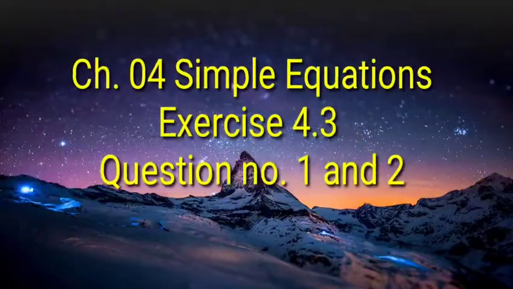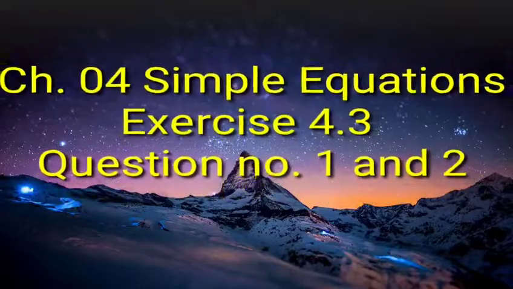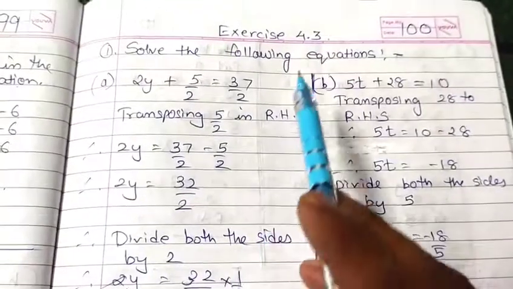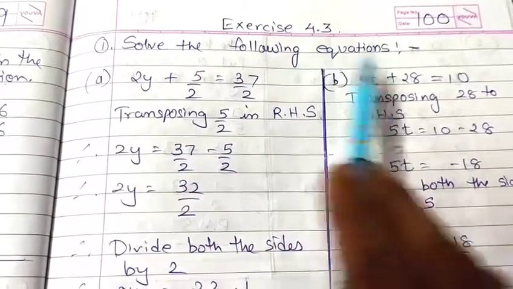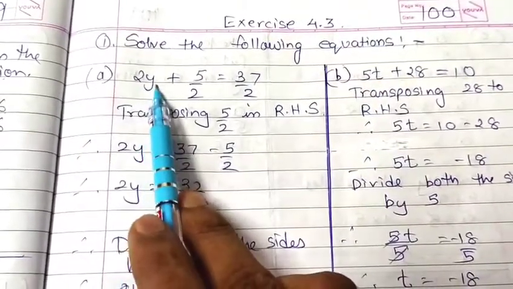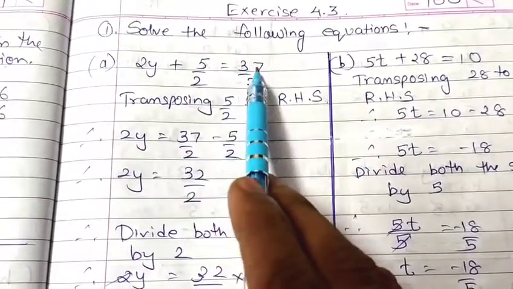We will do question number 1 and 2 of exercise 4.3 in this video. Let us begin our next exercise 4.3. Solve the following equations. Now here, 2 times y plus 5 by 2 equals 37 by 2.